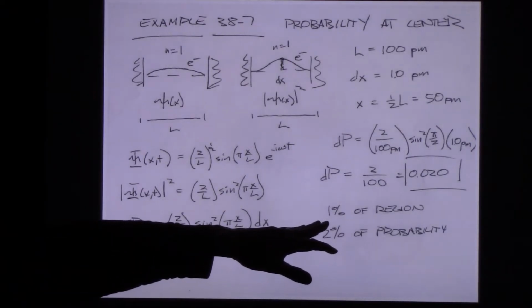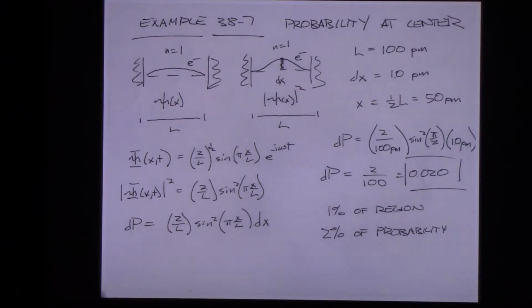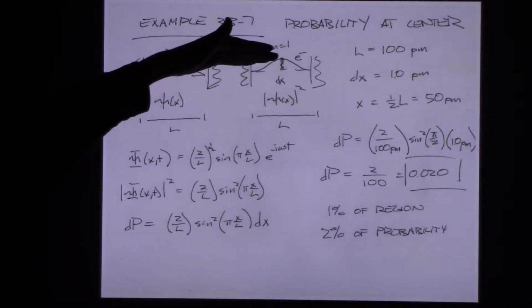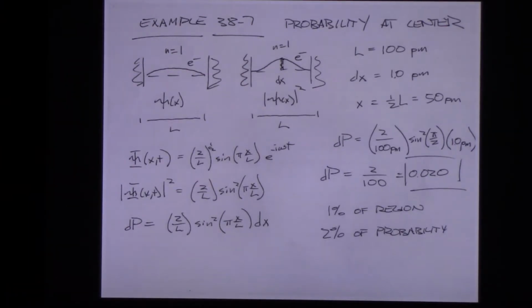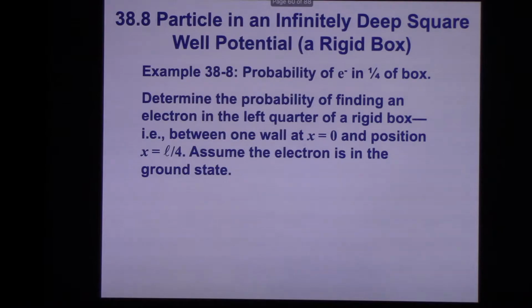So in that 1% of the region, in terms of width, I've got double the probability on average. And that makes sense. If you look at the sine squared function here, the average value is 1/2. But right in the center, the sine squared would have a value of 1. And so it's going to have twice as much probability as an average. If we picked some other place at random, the one in the middle would have twice the probability of the average of all the others. All right, so that's the probability just at the center. But remember, that's only 1 picometer out of 100.